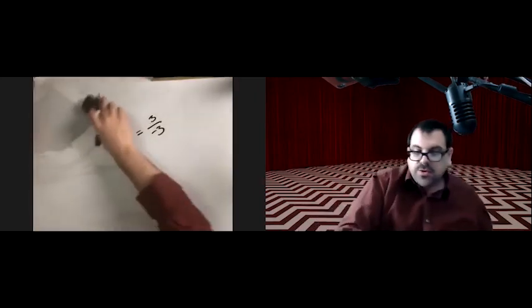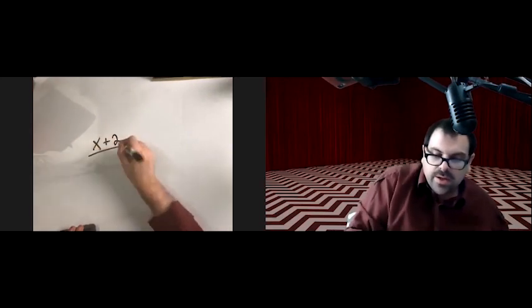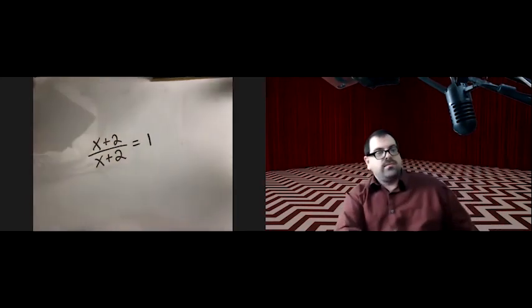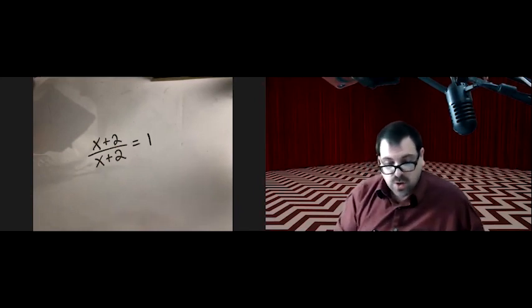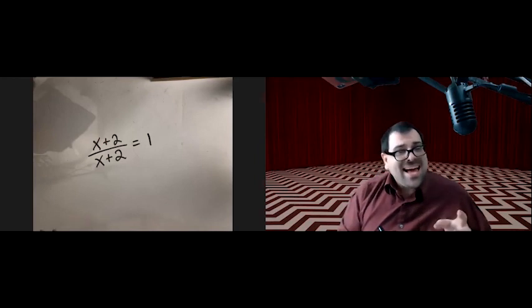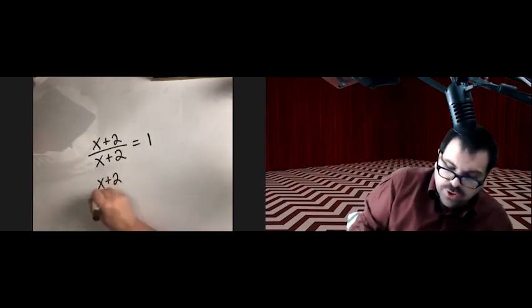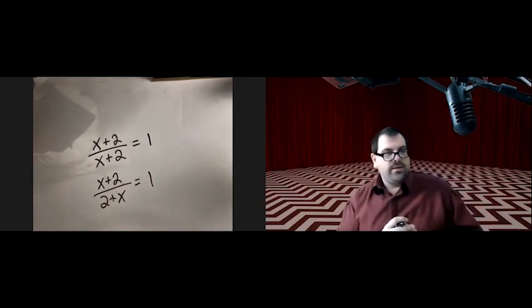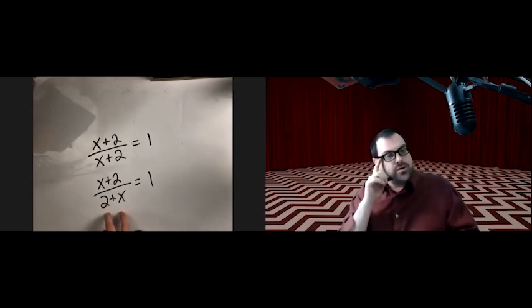If we expand this to rational expressions, anything over itself is 1. So x plus 2 over x plus 2 is 1. And because we can add in any order, x plus 2 over 2 plus x would also be 1, because x plus 2 is the exact same thing as 2 plus x.